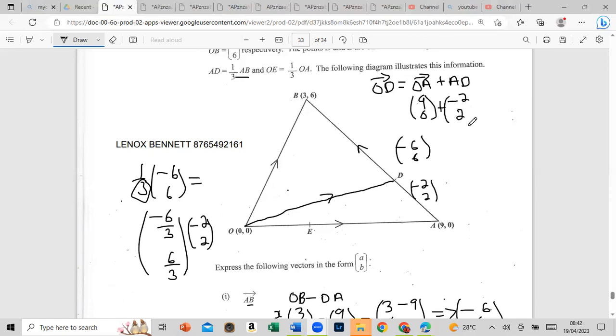And again, we work out the top. 9 minus 2 gives you 7, and 0 plus 2 works out to 2. So the vector OD is equal to (7, 2), and that would be our answer. Very nice question.